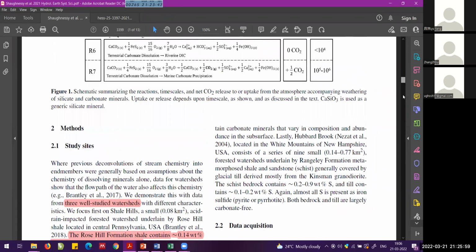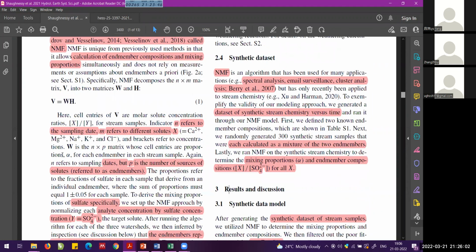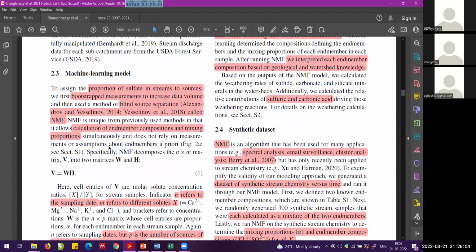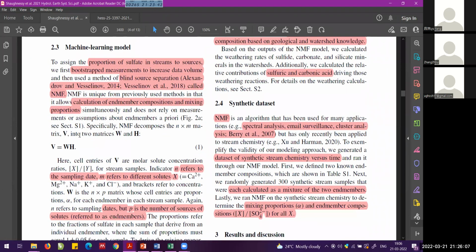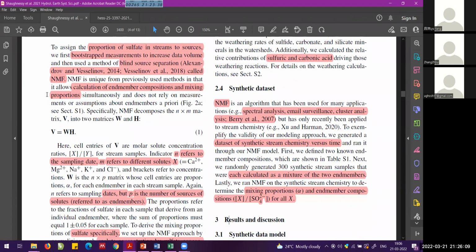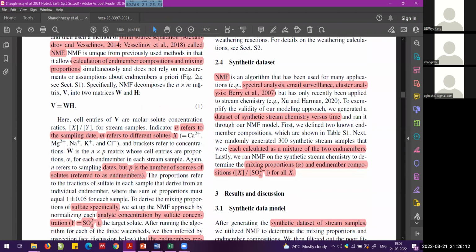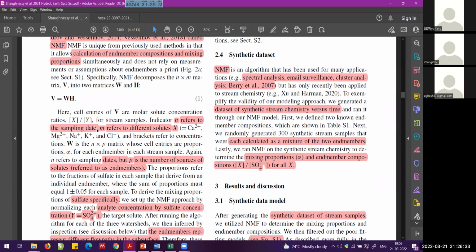So if I look at the paper, what they have done is this. They have taken this matrix, V equals WH, and V is a matrix that consists of N and M. N refers to the sampling date, and M refers to different solutes, the different compositions, Ca2+, Mg2+. So this is the matrix V, and then W and H. W is an N by P matrix, where N is the same one, the sampling date, whereas P refers to the number of sources.